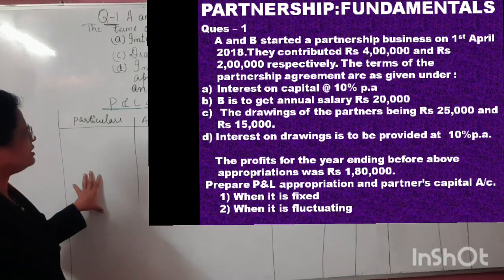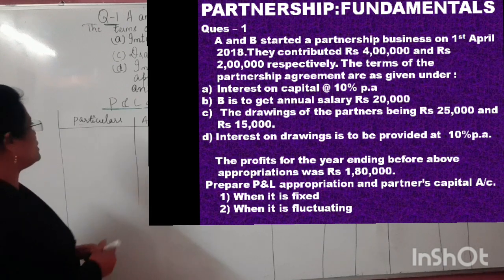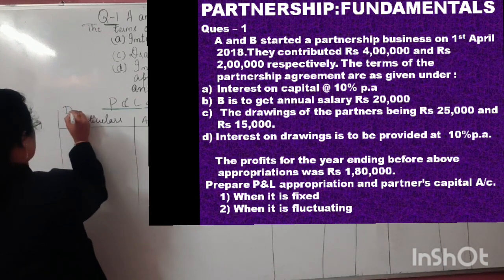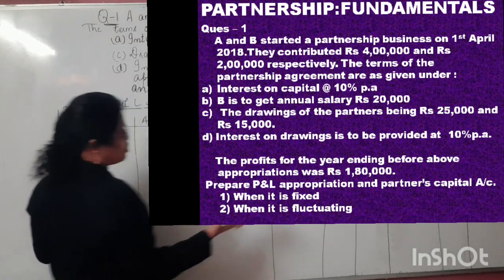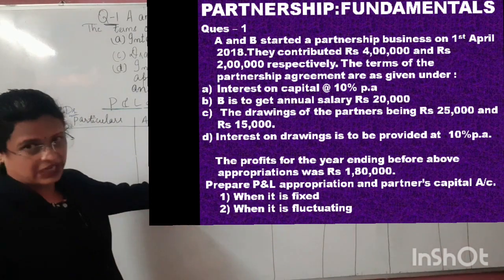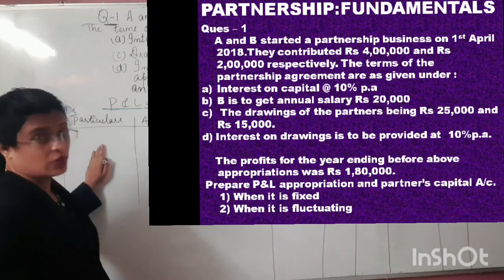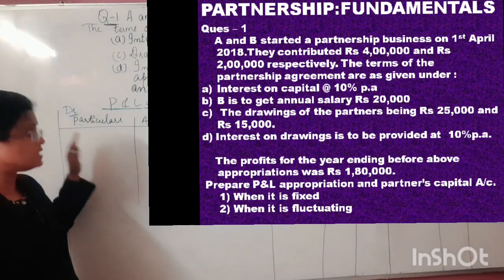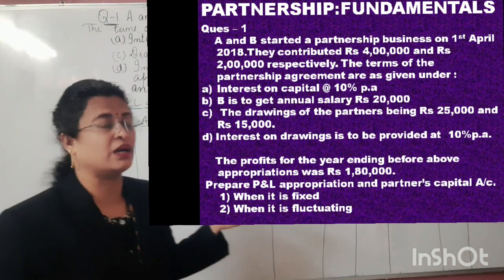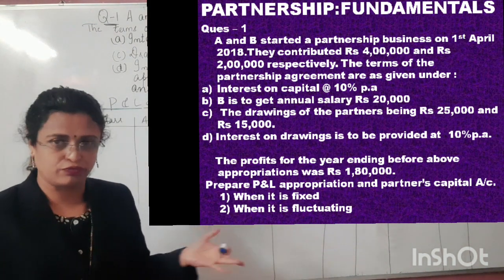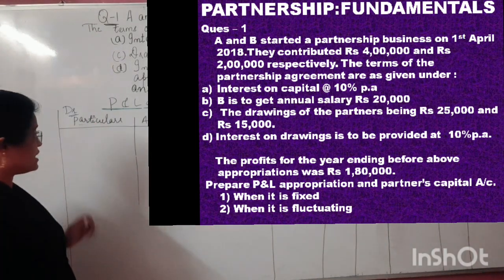So here the P&L appropriation has been given, and as you all know, the left hand side of the P&L appropriation is debit and the right hand side is called credit. This side indicates all the income, and this side indicates all the expenses. And the P&L appropriation is made from the firm's point of view and the partners' capital account is made from the partner's point of view.